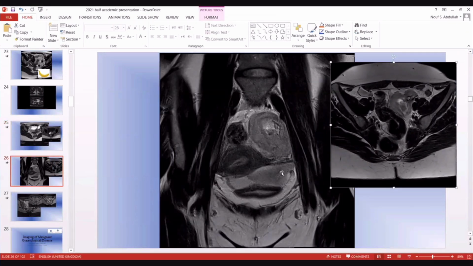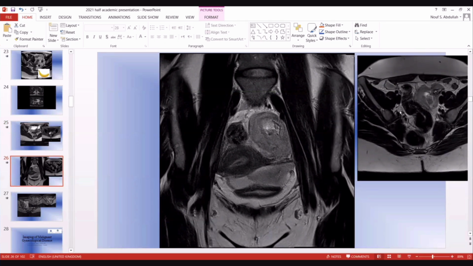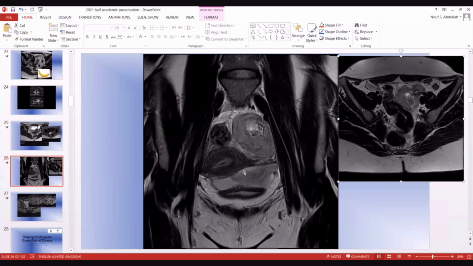This is just another case. If you look at the uterus, and don't look at this image now, just look at this one, this is your normal uterus. You have an endometrial cavity. This patient presented with acute abdominal pain.